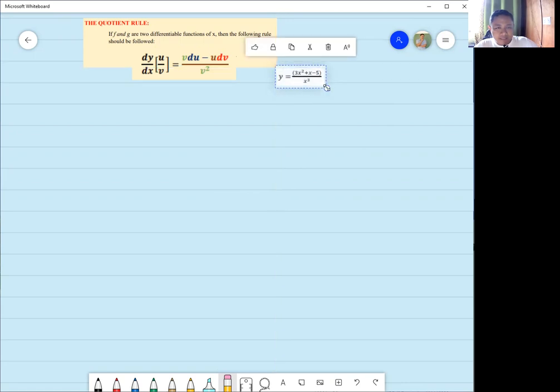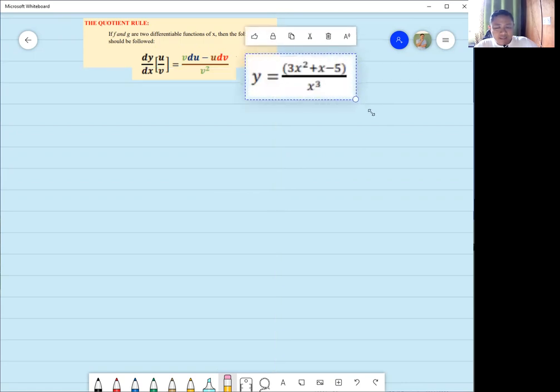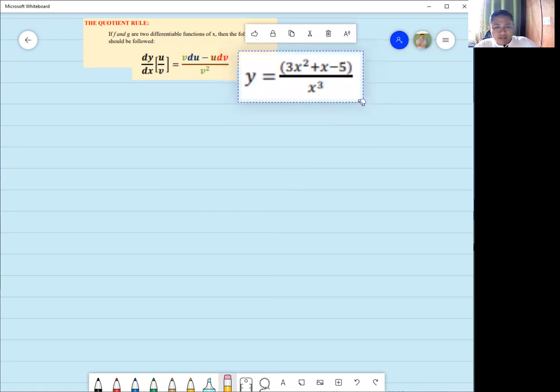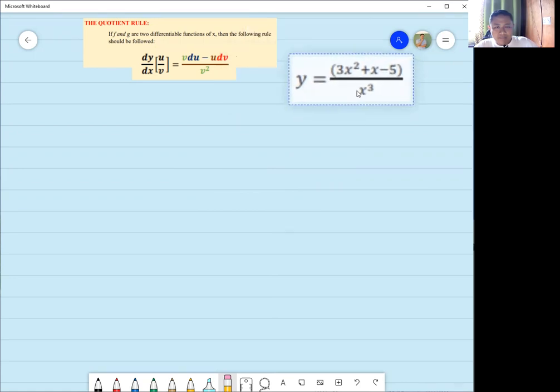Ready? This is actually your try this number. Let's try this number 6 given. Letter B. Go. Find the derivative of y is equal to 3x squared plus x minus 5 over x cubed. Go. Type the answer in the chat box when you're done. I will pause the recording for a while.